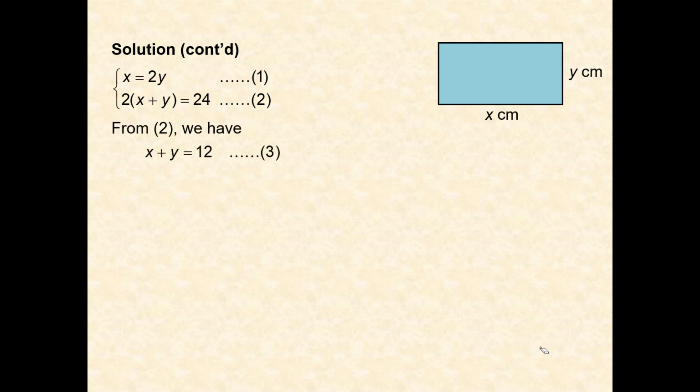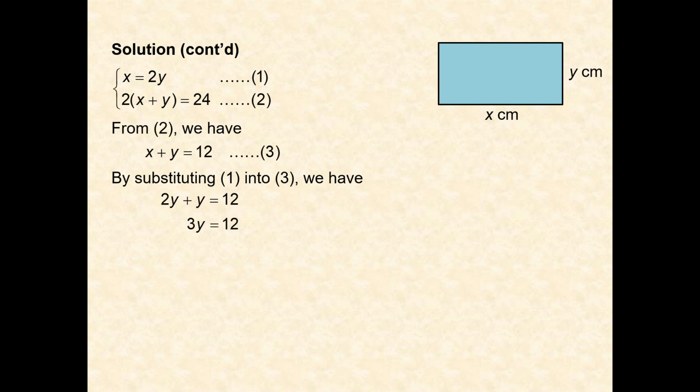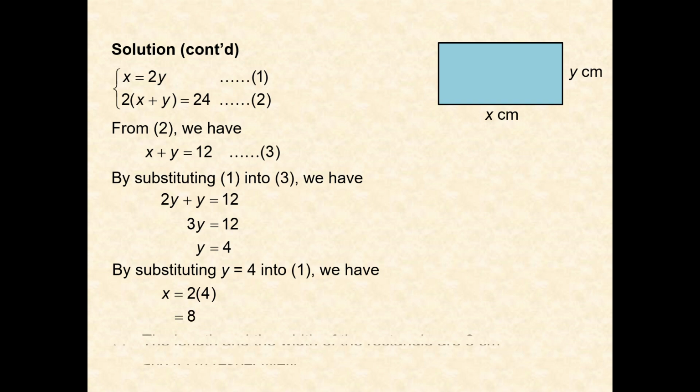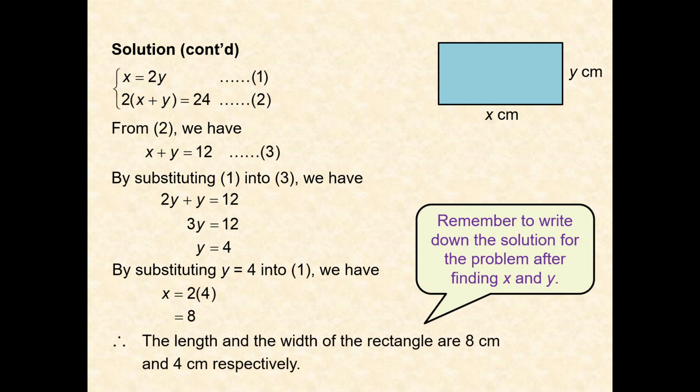So now, from the second equation, we can simplify it first. And then later on, by substituting 1 into the 3, we have 2y plus y equals 12. And then y will be 4. And then we do our second substitution, and then x will become 8. And then to answer the question, we need to write down the length to be 8 cm with the units, and also the width to be 4 cm with the unit as well. So it completes the second example.